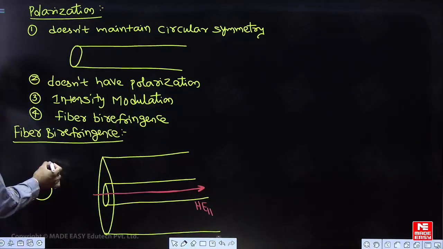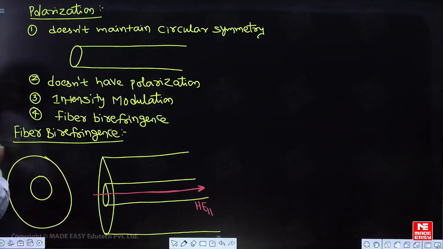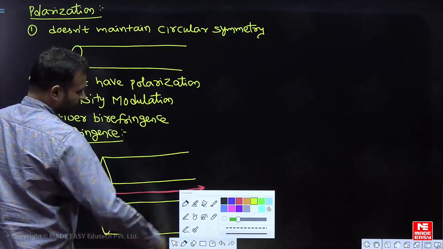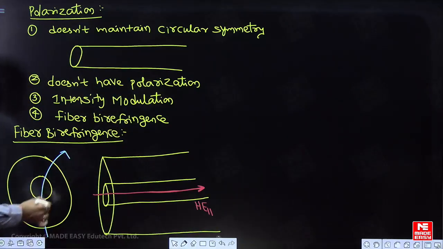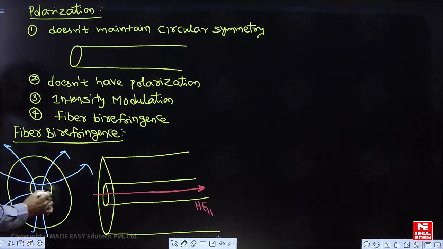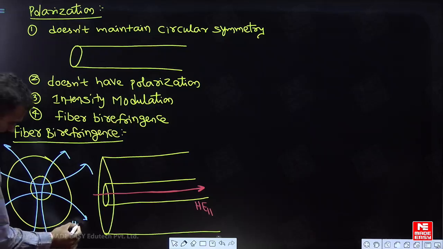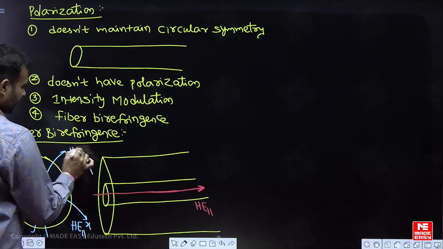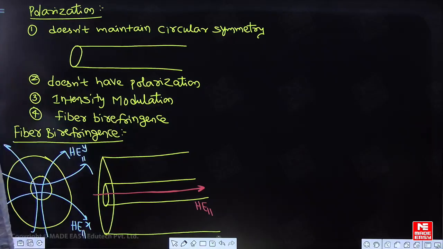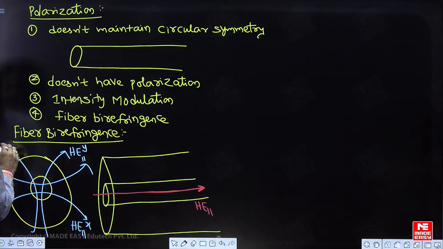It degenerates into two modes. Please concentrate. It degenerates into two modes. Those modes are called HE11 of X and HE11 of Y. I hope everybody in the class understood this.